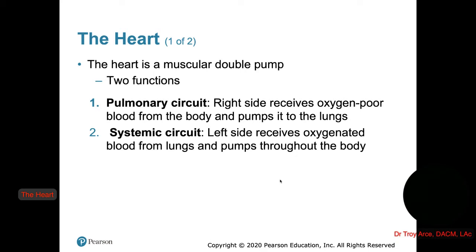Okay, if you can remember anything about the two functions, remember this slide. So put a check mark on this slide. You may see this again. And again, the pulmonary circuit, which is the right side, receives oxygen-poor blood from the body and pumps it to the lungs, right? And we're going to get into the atriums and the ventricles. Don't be too worried about that right now because we'll cover it later. So just understand there's two circuits at this point, the pulmonary circuit and the systemic circuit.